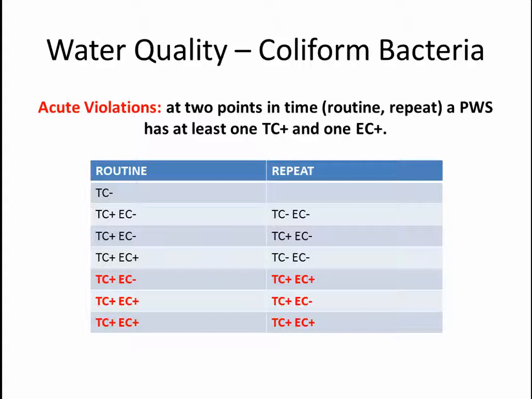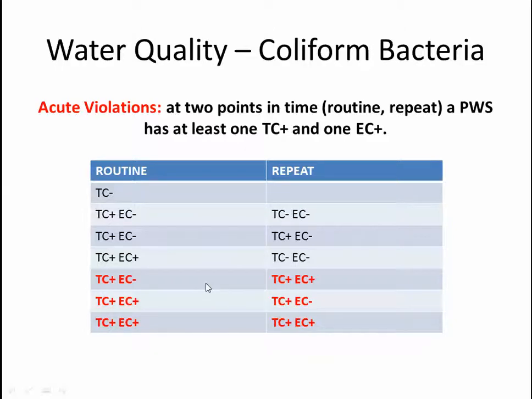So you've got 2 points in time. 1 point is when you take the routines. The second point is when you take your repeats. At least one is total coliform positive, and the other one is at least E. coli positive. So you can see that here you can have a routine that's total coliform positive and E. coli positive, but the second point in time, all your repeats come back negative. They come back satisfactory. So this is not an acute violation. But these last three are an acute violation.